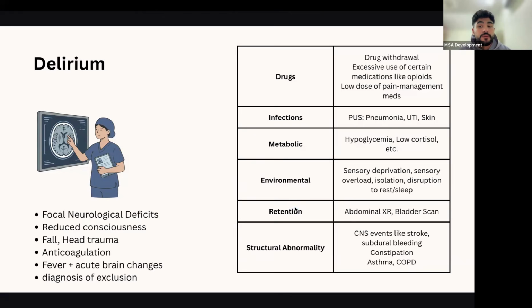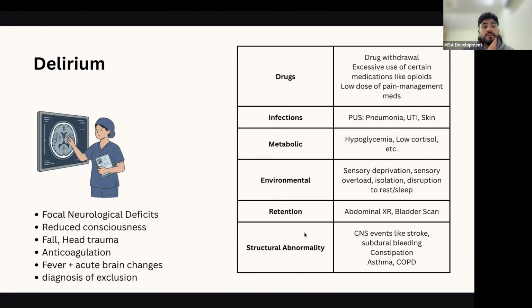Fourth, retention, right? Probably they're having some retention of urine in their bladder, which would lead to infection, sepsis, whatever. So you need to do a bladder scan, abdominal x-ray as well. Could be structural abnormalities. They could have like stroke. They could have like subdural bleeding. They could probably have constipation. They could probably have some sort of COPD or any other pathologies in their lungs.